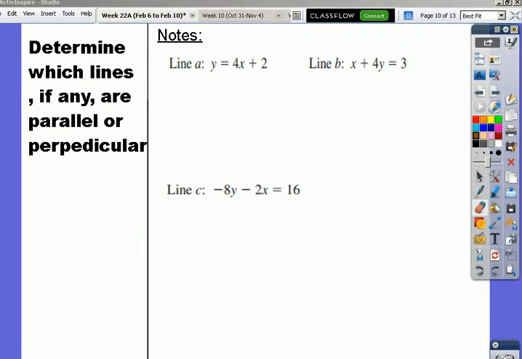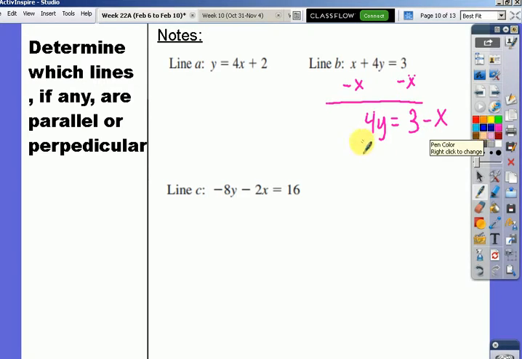So in order to solve a problem like this, we need to make sure they're all in slope-intercept form. What is slope-intercept form? Yeah, y equals mx plus b. So I'm going to solve for y on line B. So I'm going to subtract x from both sides. I get 4y equals 3 minus x. And then what do I do to solve for y? Divide by 4. So I'm going to divide by 4 on both sides of my equation.